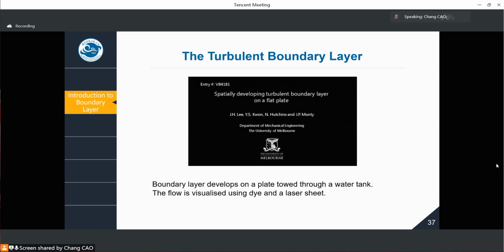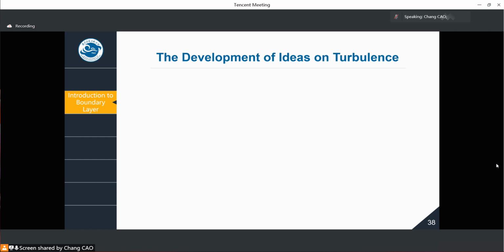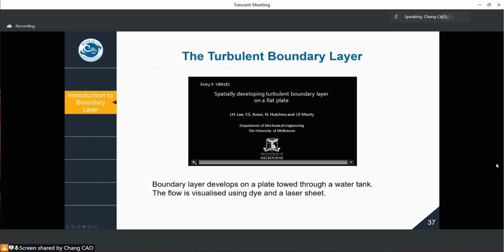So this video shows us how turbulence might look, but this is just a simulation. The boundary layer develops on a plate that is towed through a water tank, and the flow is visualized using dye and a laser sheet. In the last class, I think some of you have already seen this movie. In this class, I will just play a short part of it, to give you a deeper impression of turbulence. Okay, so let's just watch a little bit of this.